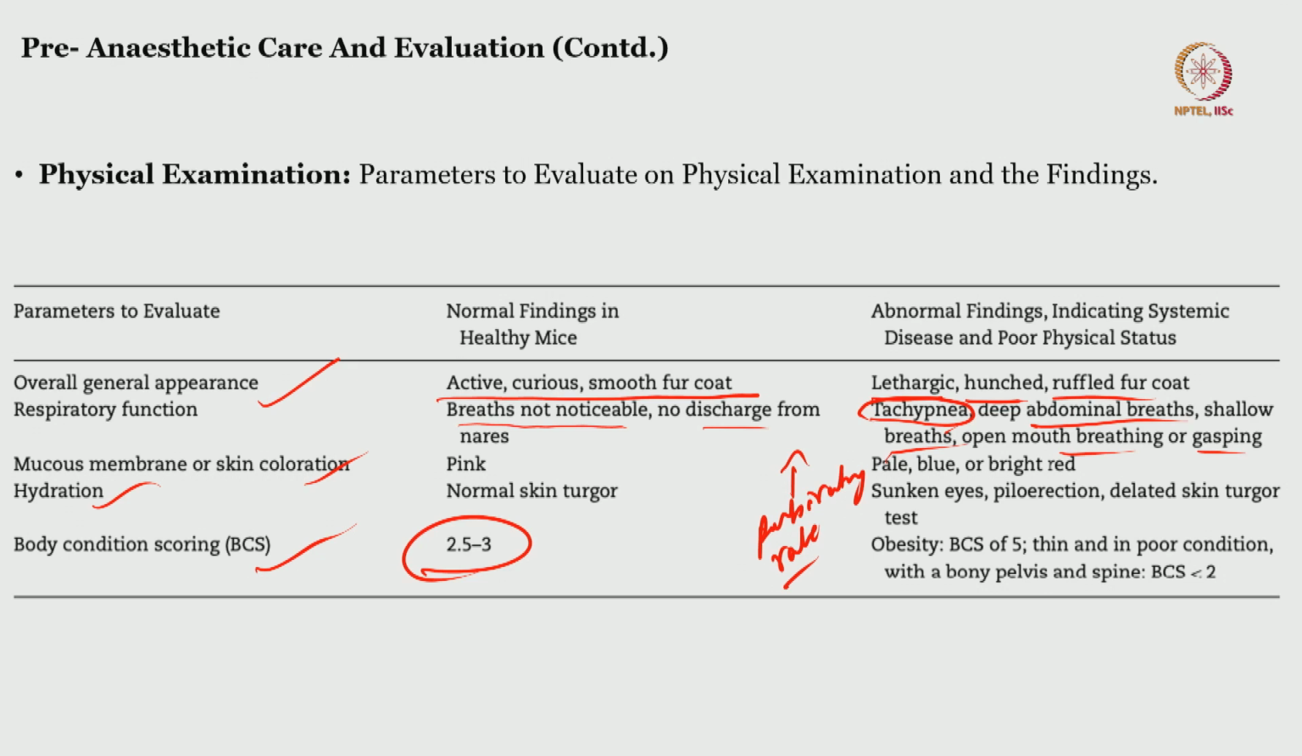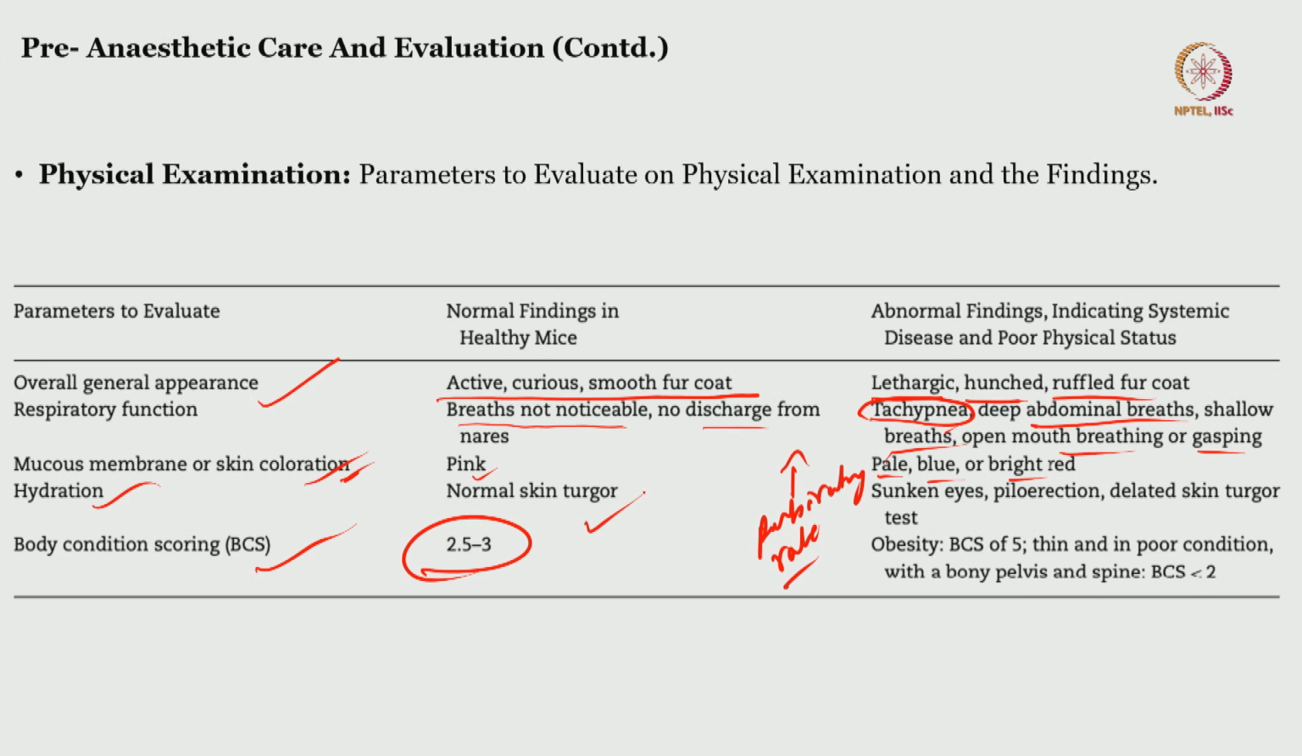And the color of the mucous membrane, especially around the nostrils, and if you can open the mouth and see, the inside of the lips or the tongue should be pink. If it is pale, blue or bright red, all that indicates a systemic disease.